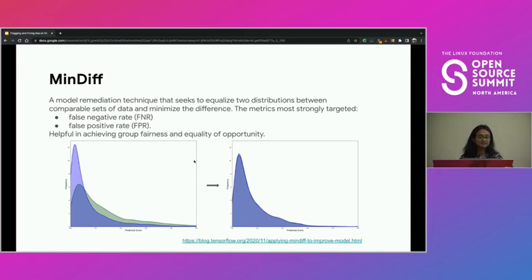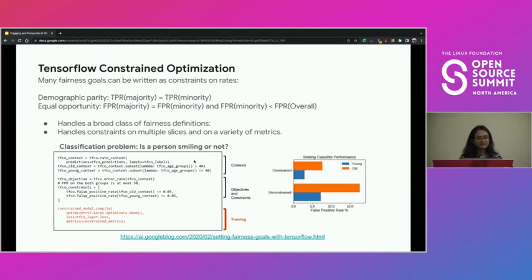This is particularly helpful if you are, say, training a toxicity classifier, and it's trying to call a certain group more toxic than the other. So you can use this MinDiff loss in your training, and you can observe that it improves the performance there.